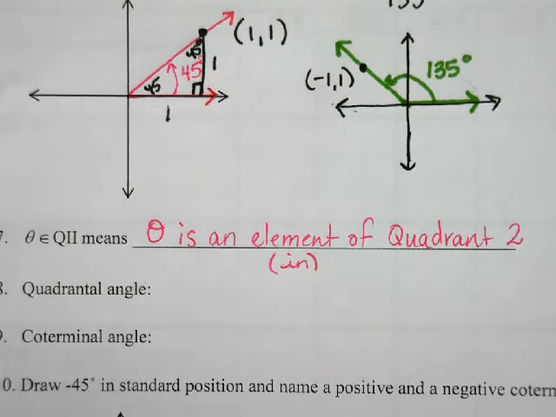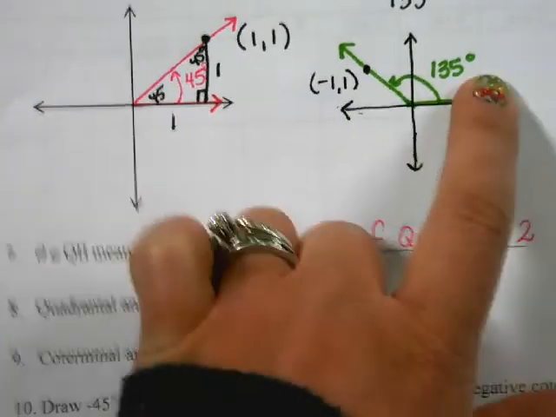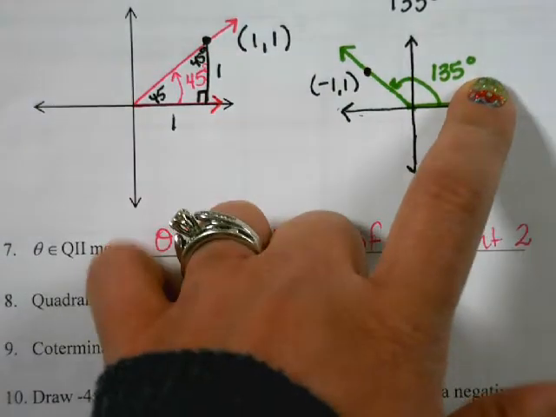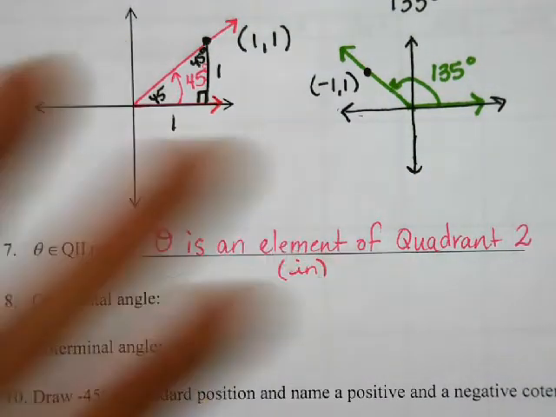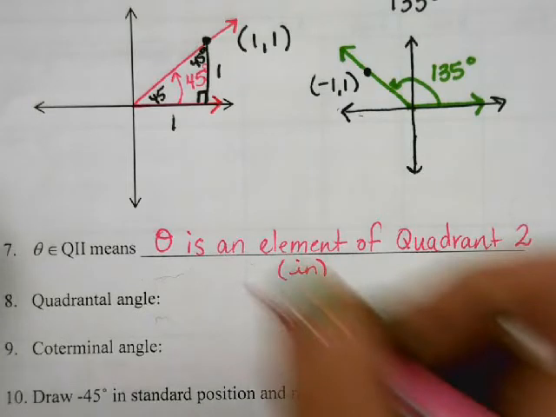So if I said theta is an element of quadrant 4, it would have to be more than 270 degrees, but less than 360. Does that make sense? Or if I would have said theta is an element of quadrant 3, it would be between 180 and 270. Make sense? So a quadrantal angle is an angle where it stops, the terminal side is on the axis.